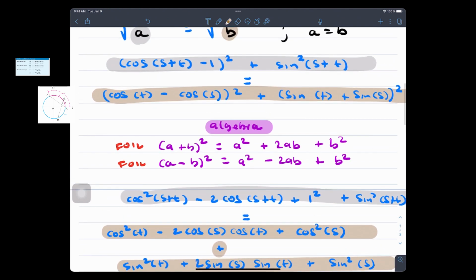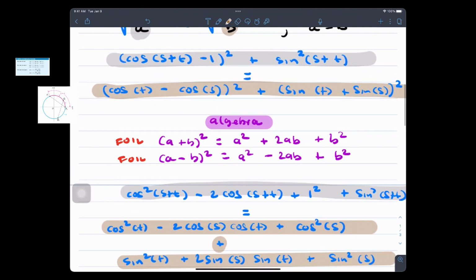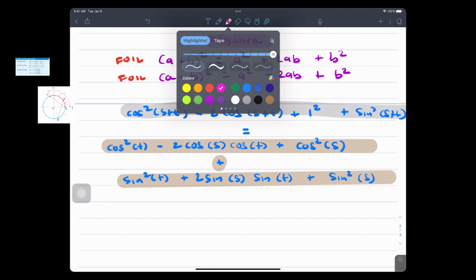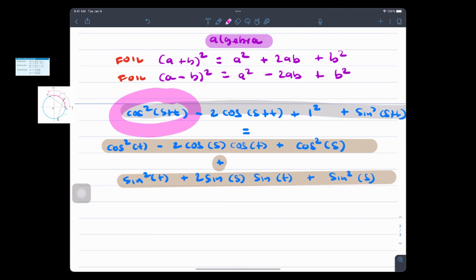That's just by using FOIL on top here for the gray and the gold. They're equal to each other, just using your algebra formulas there. Now, here's the thing about this. If you guys remember the Pythagorean identity here, I guess we use pink. What is this plus this? Isn't that 1? By the Pythagorean identity, that's a 1.